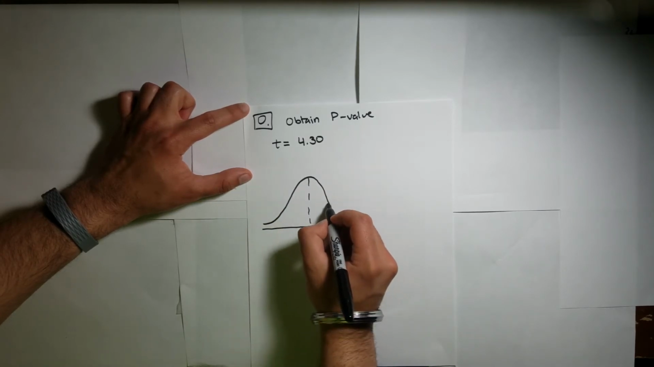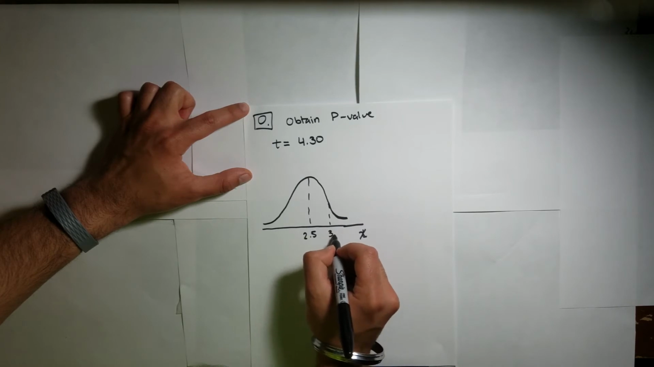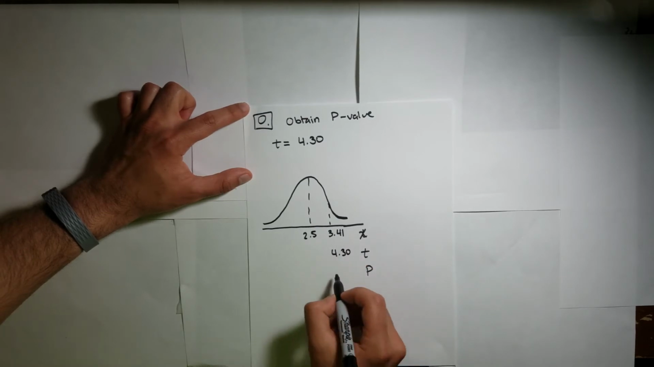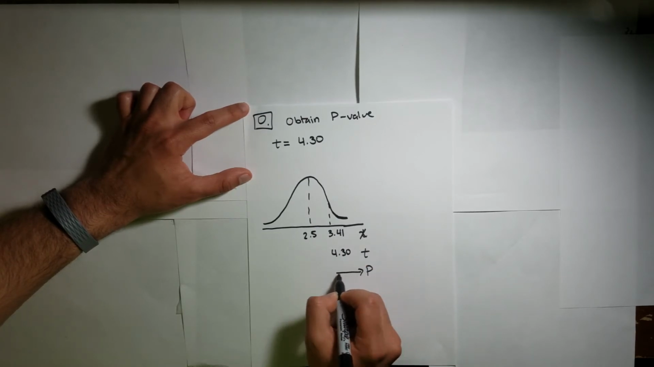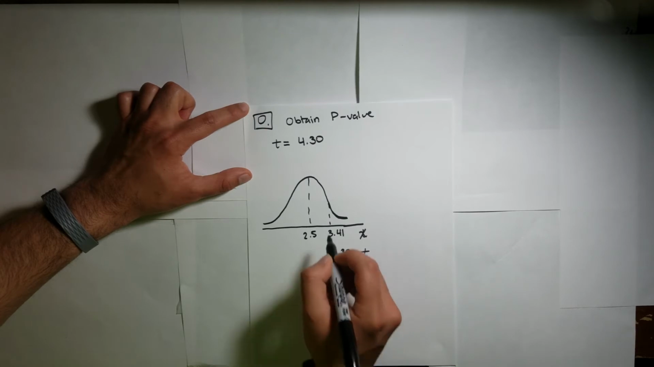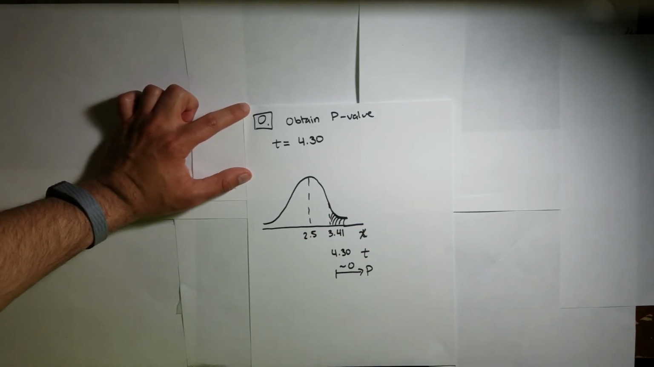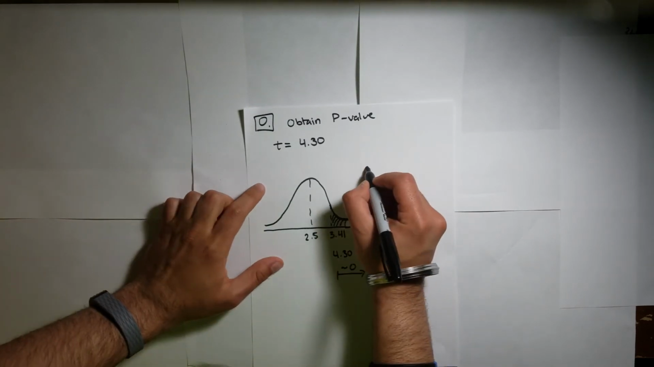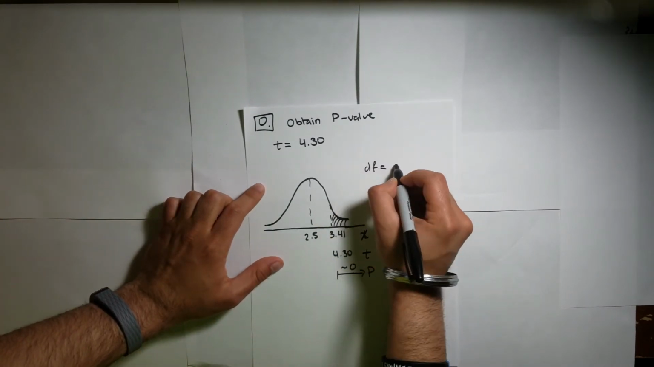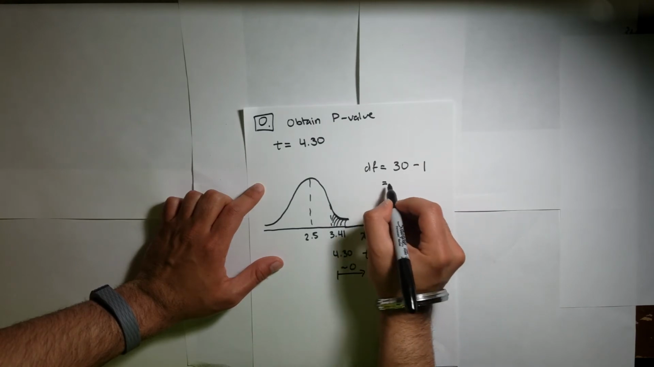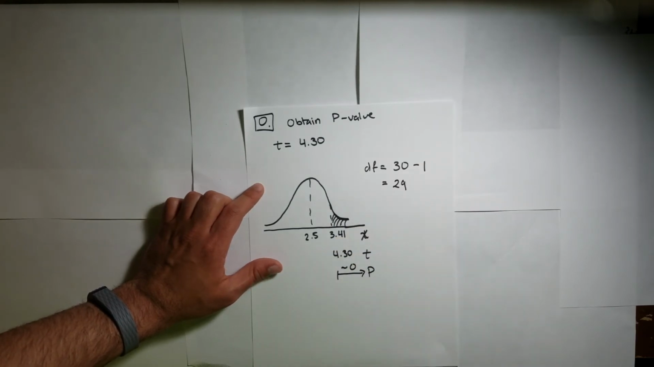Then we find the x bar value for our sample population, which was 3.41, and find the corresponding t value, which we did in the previous step, which was 4.30. Then we can either use a t-chart or our calculator, which is what we did, to find out that the approximate p-value for our experiment was approximately 0, and we remember to shade that in. We also remember to write down the degrees of freedom for our specific experiment, which was 30 minus 1, or 29.